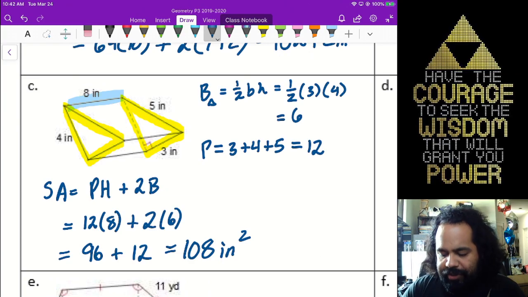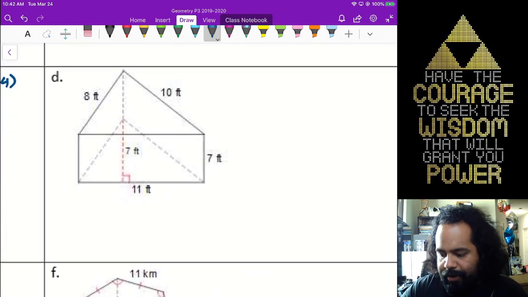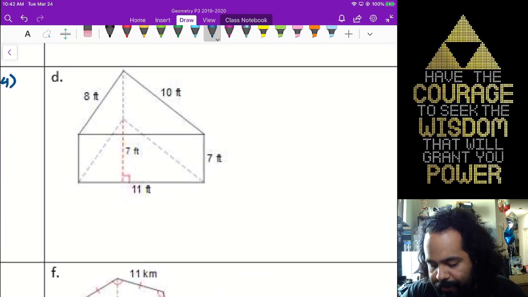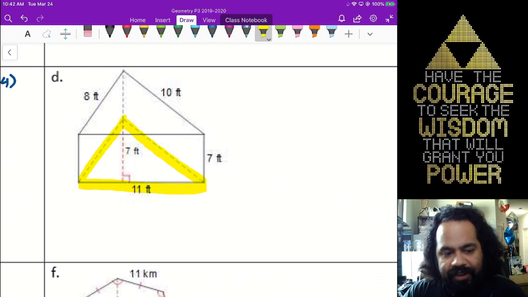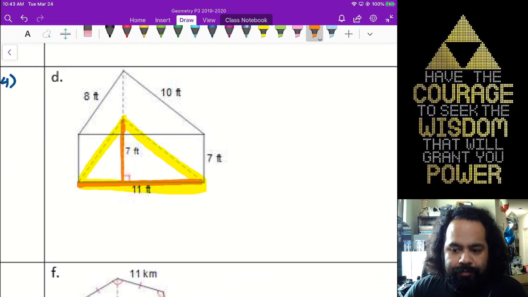All right, I want you all to try letter D on your own. The thing with letter D, I want you guys to understand, is that you're going to have your base right here. And don't get intimidated by that dotted line there. That dotted line is your height in the triangle. And then the base of the triangle is this 11. So you're going to use those two.